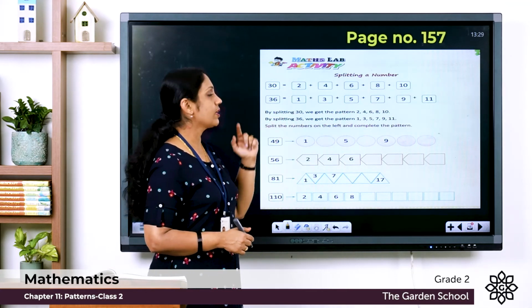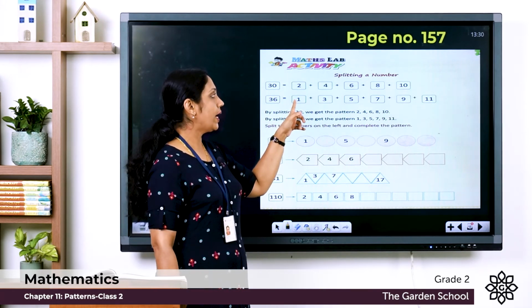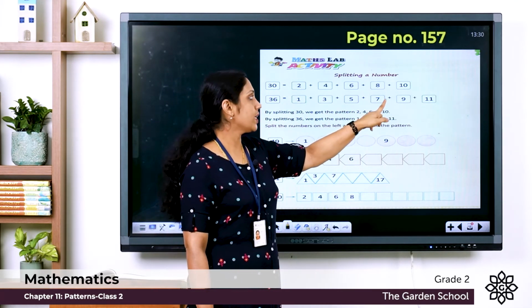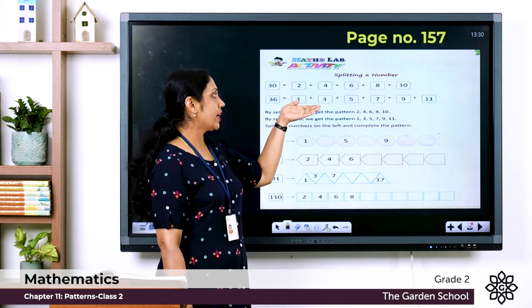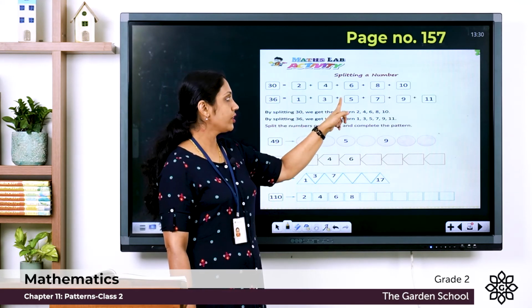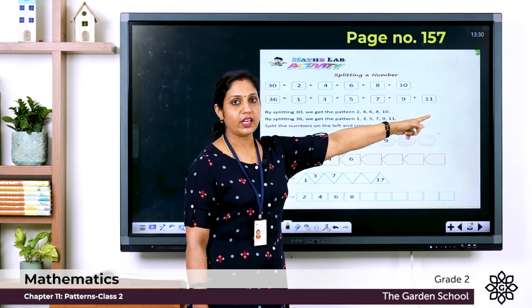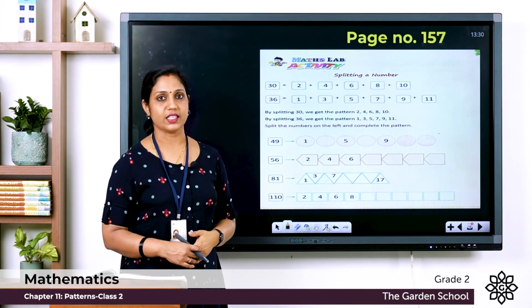Now let's look at the next number, 36. See how the number is split here. 1 plus 3 plus 5 plus 7 plus 9 plus 11. Let's see how it is arranged. 1 plus 2 is 3. 3 plus 2, 5. 5 plus 2, 7. 7 plus 2, 9. 9 plus 2, 11. And when these numbers are added, we have to get the number 36.